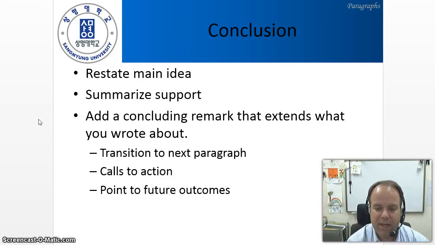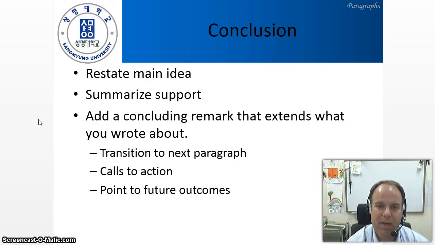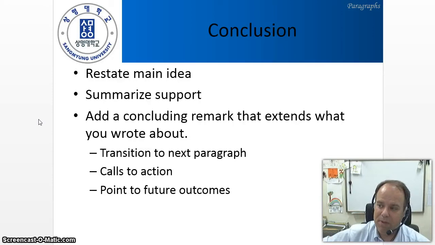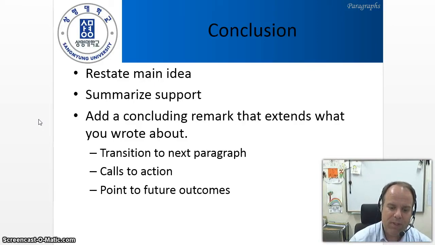Or last, it can point to a future outcome. So, for these reasons, if this doesn't happen, then in the future this thing will happen. Okay? Or because of these things that I just talked about, in the future this is going to happen. All right? And probably the call to action or the future outcome are two of the more common ones.